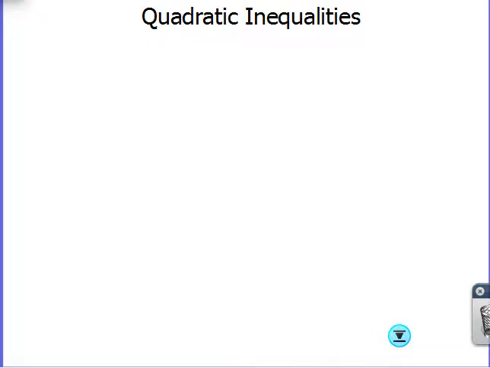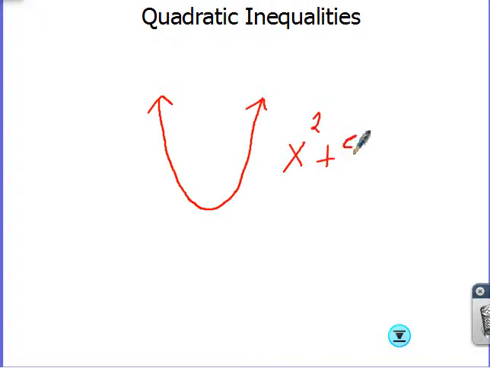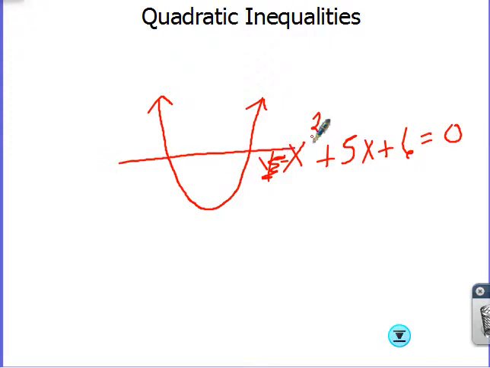Quadratic inequalities. Reminder, a quadratic equation when graphed will always be a parabolic shape. A quadratic equation is an equation of this nature, x squared plus 5x plus 6, usually equal to 0. A reminder again, y equals that is this parabola.